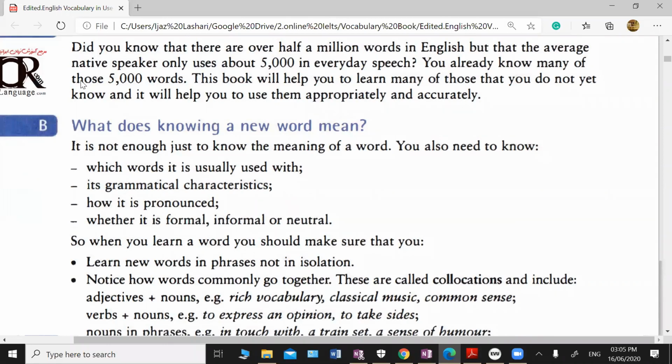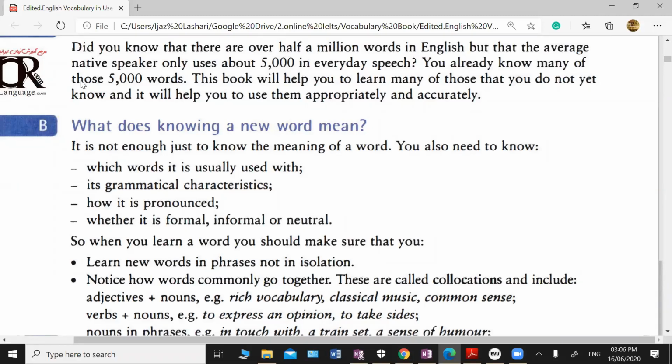B, what does knowing a new word mean? It is not enough just to know the meaning of a word. You also need to know which words it is usually used with, its grammatical characteristics, how it is pronounced, whether it is formal, informal, or neutral.